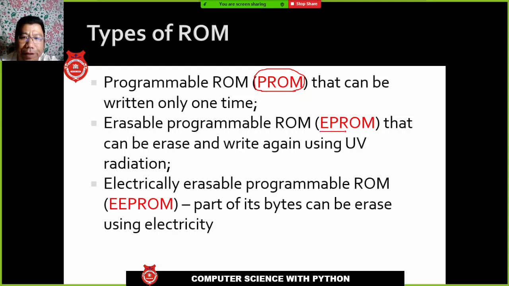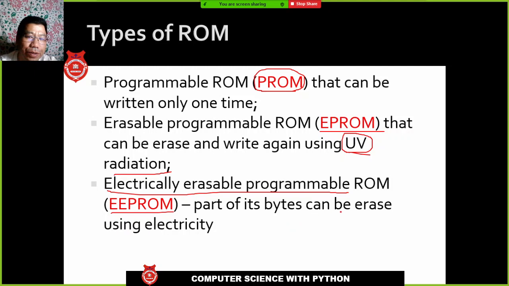And we also have EPROM, erasable programmable ROM, that can be erased using UV radiation. This means it can be read only, but it can be erased and written again using the UV radiation technique. That is known as erasable programmable ROM. Erasing using UV radiation may be a difficult process. Therefore, nowadays our ROMs are usually EEPROM, electrically erasable ROM, which can be erased using electrical signals.